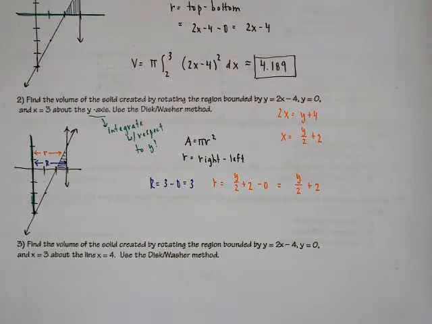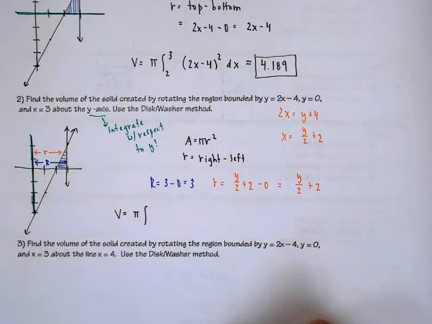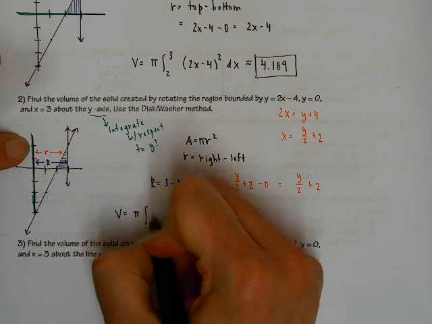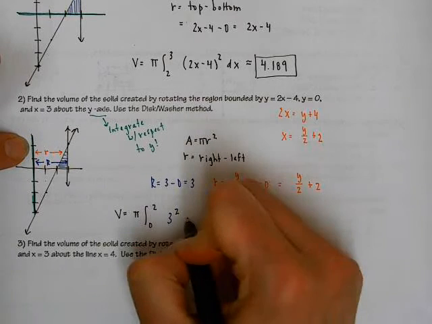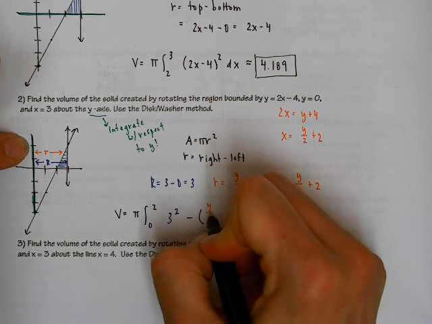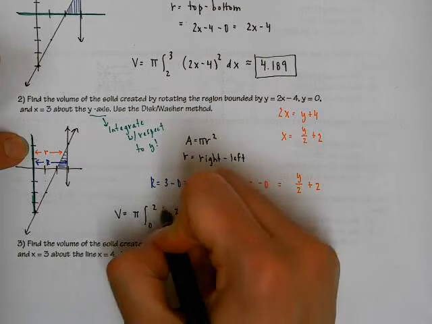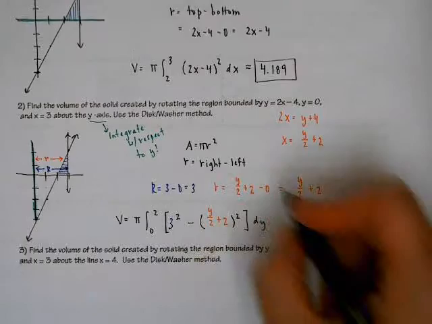So now for my integral, I'm going to have the volume equals pi times the integral. Remember, now we're using y values, so my y values go from 0 to 2. I've got my big R, and I'm going to square that, minus my little r, and I'm going to square that. And I have my dy to finish that up.